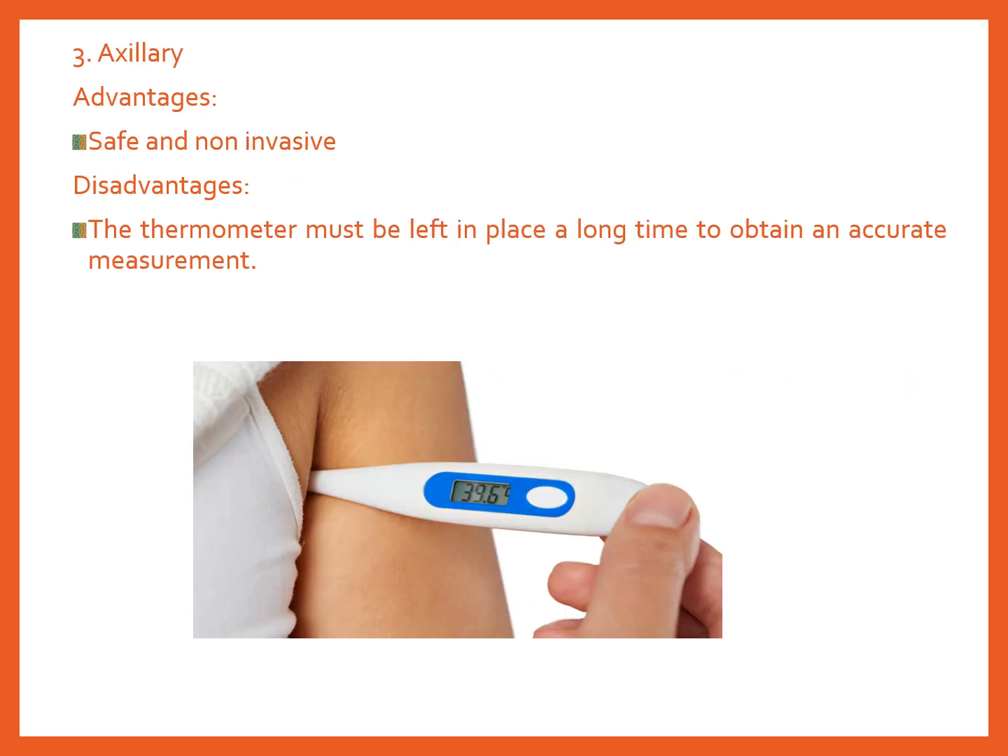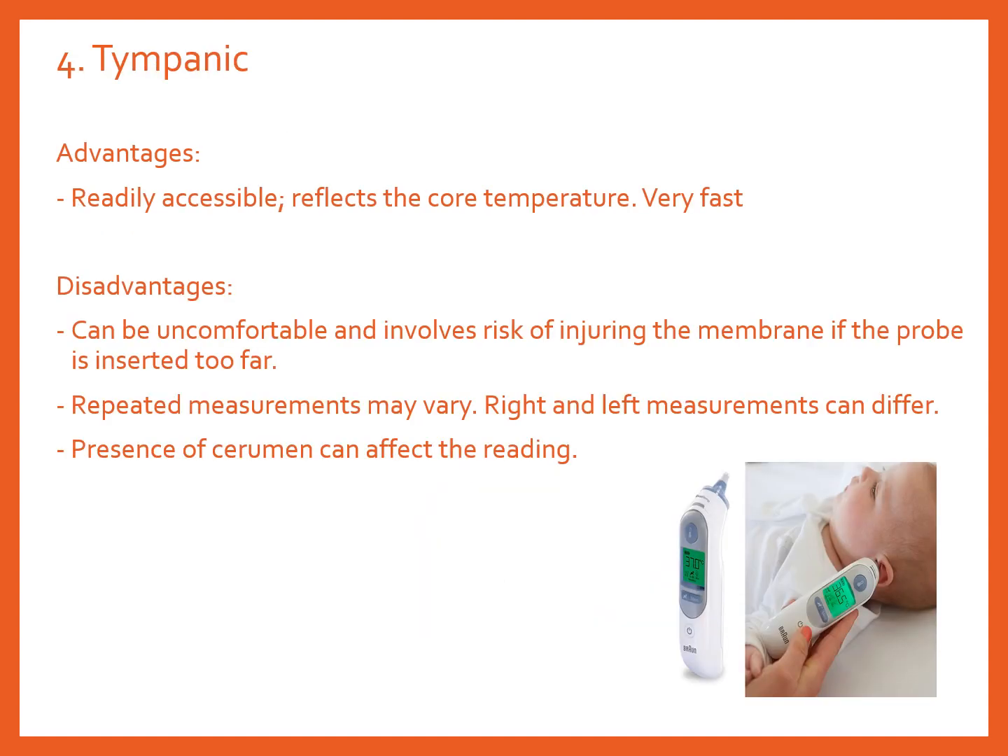For axillary, the advantage is that it's safe and non-invasive, but the disadvantage is that the thermometer must be left in place a long time to obtain an accurate measurement. For tympanic, the advantages are that it's readily accessible, reflects the core temperature, and is very fast. The disadvantages are that it can be uncomfortable and involves the risk of injuring the membranes if the probe is inserted too far. Repeated measurements may vary, right and left measurements can differ, and the presence of cerumen in the ear can affect them.